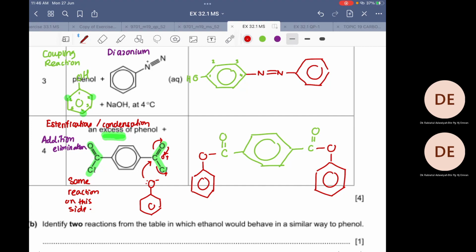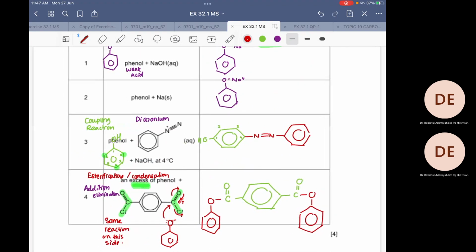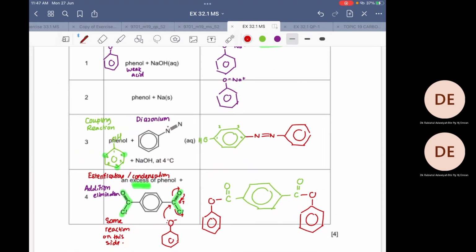It says to identify two reactions from the table in which ethanol would behave in a similar way to phenol. So they want you to identify, out of the 4 reactions, which ones ethanol can react with the same reagent. Okay, so let's have a look. Will ethanol react with sodium hydroxide? This is more to your AS revision. Will ethanol react with sodium hydroxide?